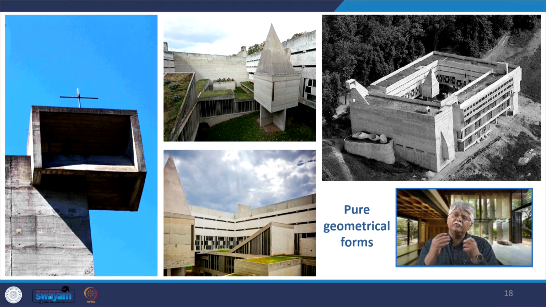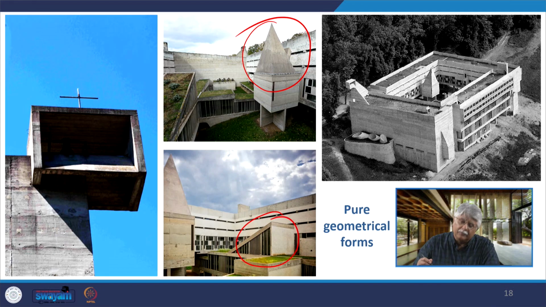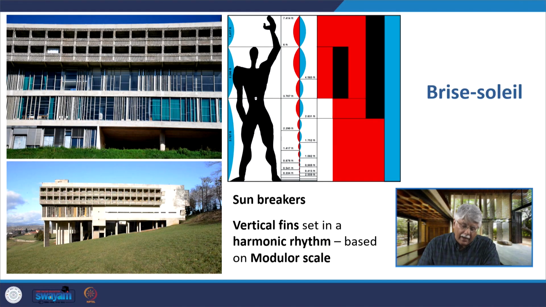Now there is also this play of pure geometric forms that he started doing in the later phase of his life. We find here in Monastery La Tourette the use of pure geometry like pyramids or triangular shapes, other forms we find all over in Monastery La Tourette. And there is also the use of sunbreakers or Brise-Soleil.